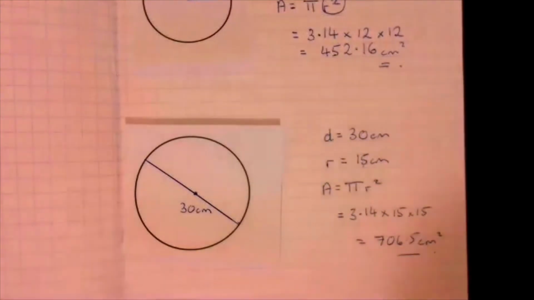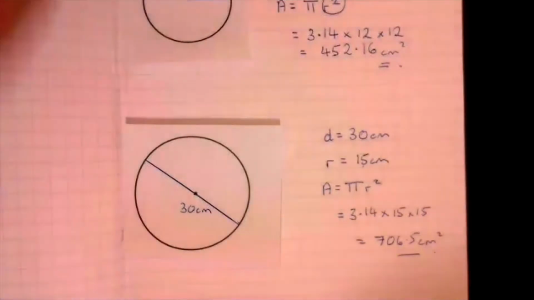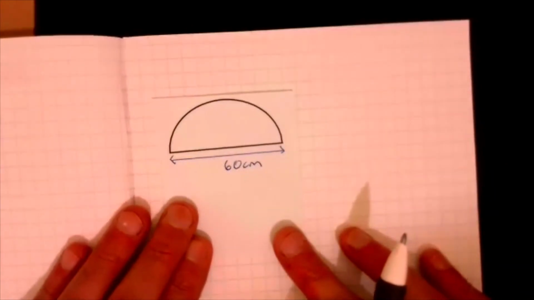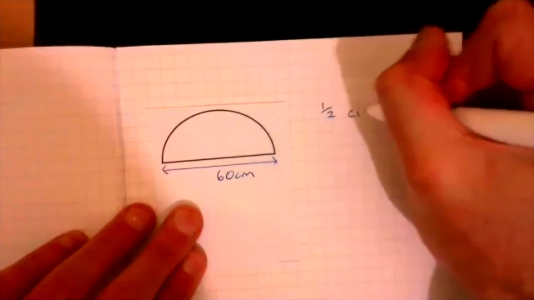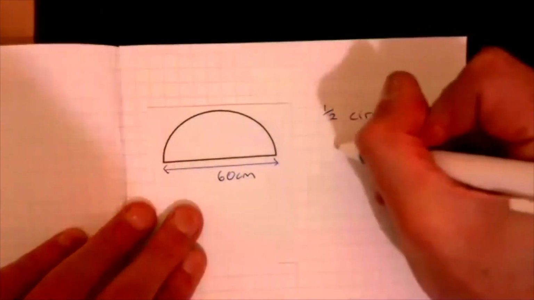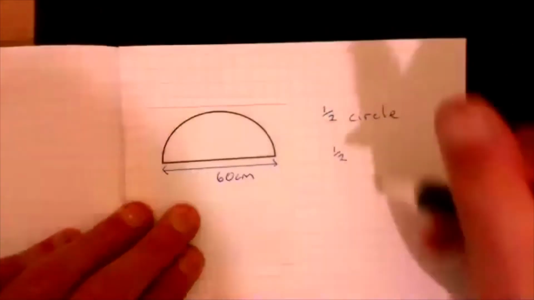Now just one more example, and again, try and do this with me. Let me just quickly turn that over. Here we go. Let's have a look at this. What's different about the question? Well, it's not a circle, it's half a circle. So it's going to be half. To work out half, you just divide by 2, don't you?